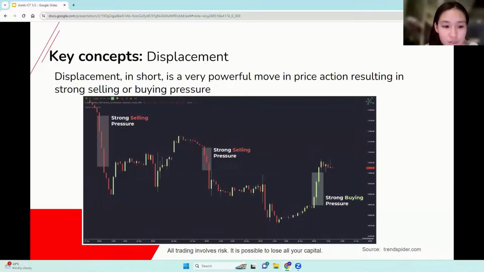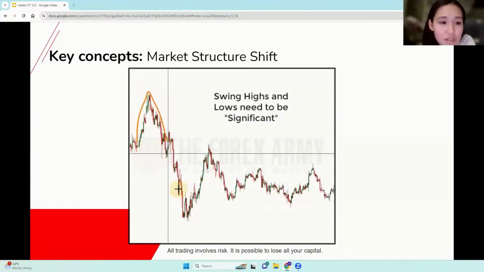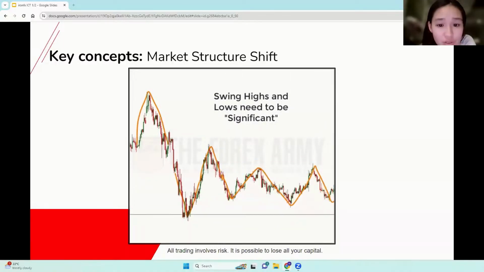Okay, if not, let's move on to the next key concept, which is a market structure shift. There are two major market structure shifts. It's just another way of saying it's a trend. We have an uptrend, which is when the price is making higher highs and higher lows, and a downtrend, in which the price is making lower highs and lower lows. It's pretty straightforward, but if we are referring to something we talked about previously, you can see in this example, we have swing lows.